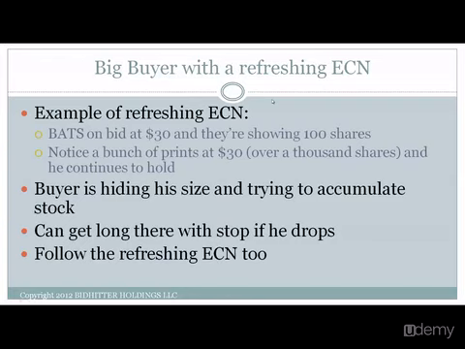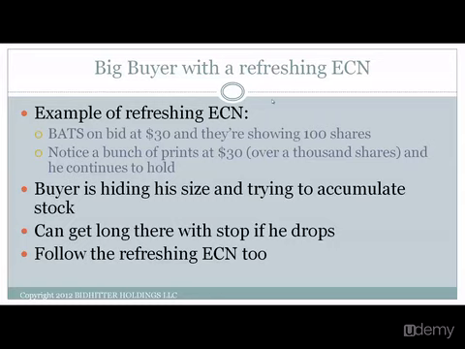Let's get another example. Say Bats is on the bid at 30 and they're showing 100 shares, but you notice a bunch of prints over 1,000 shares and he continues to hold that bid. Then he's refreshing, and it's a big buyer that's there. The buyer's hiding his size to try to accumulate stock. He doesn't want to stick his full order in the level 2, so you can be like, oh hey, this guy's buying 1 million shares. Let me just step in front of him.